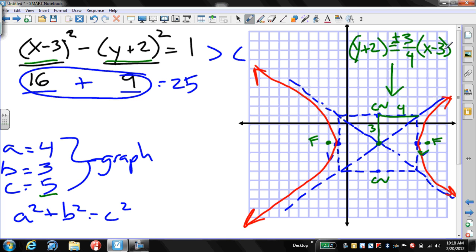So again, this is just a little review on hyperbolas to help prepare you for your upcoming test.